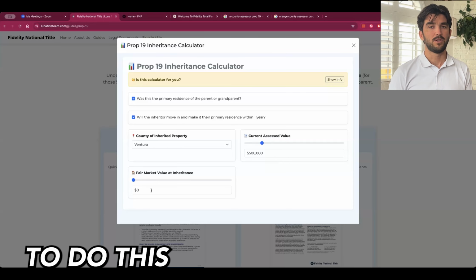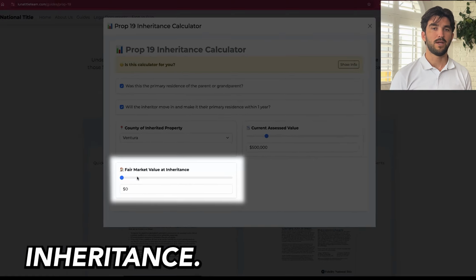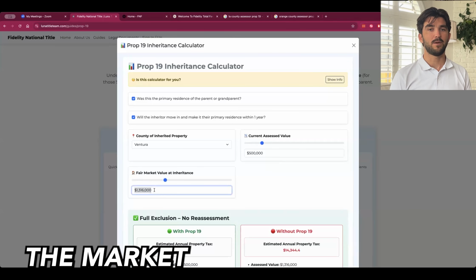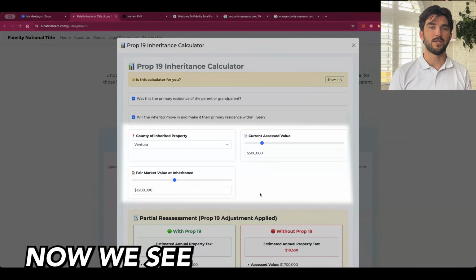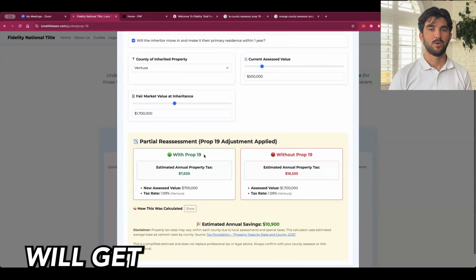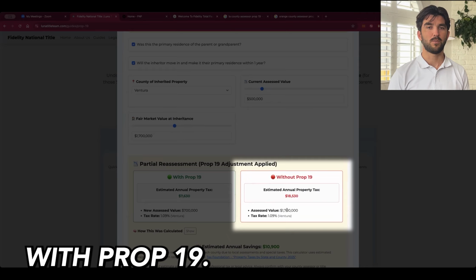And so what you'll need to do with this calculator is bring in the fair market value at the time of inheritance. So let's say now the market value of this home is $1.7 million. And so now we see when we put in these numbers here, we'll get a comparison without Prop 19 and with Prop 19. First, we'll start with Prop 19 here.